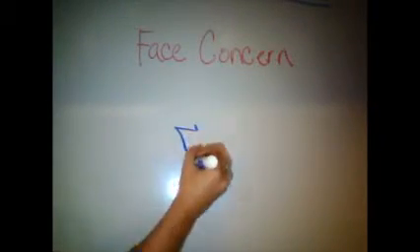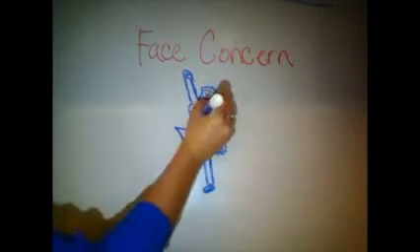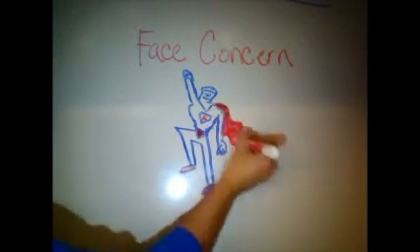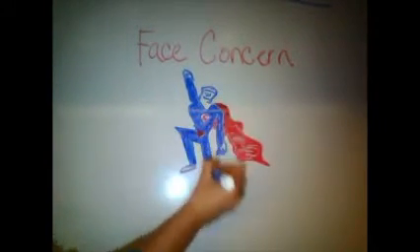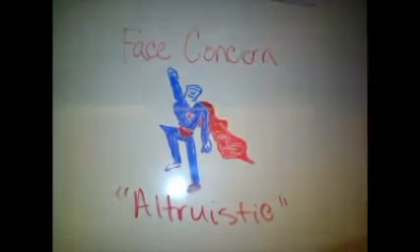Now let's take a look at face concern, the second style. Face concern focuses on the other person. It is a collectivistic culture style. Even in the midst of conflict, people in that style will pay more attention to maintaining the face of the other party than they do preserving their own. Just like Superman, he is what we call altruistic, showing unselfish concern for others and the well-being of everyone.